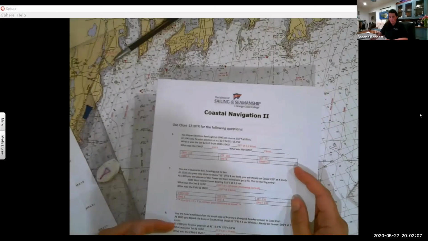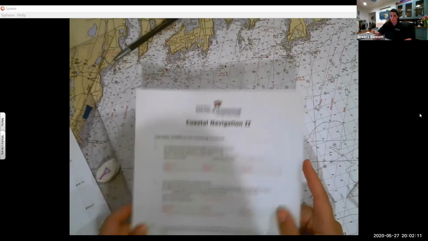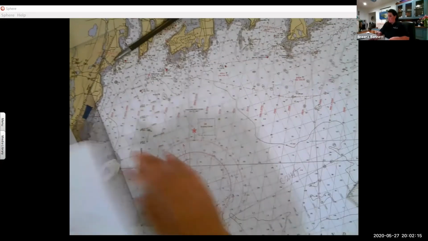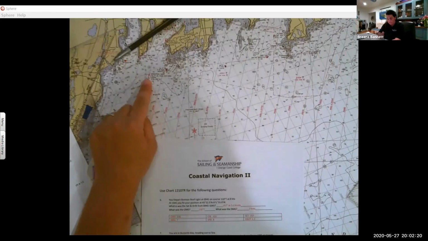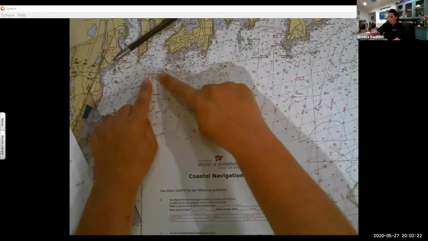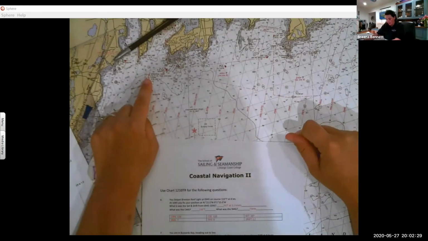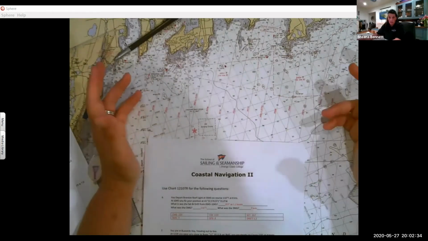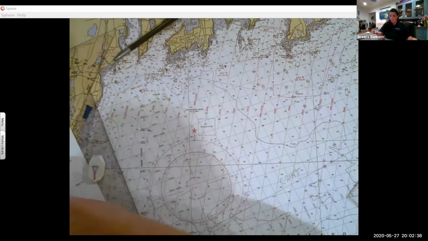6, 7, and 8 on our assignment 1, we do our chart plotting on the chart itself. So for number 1, it tells us we departed Breton Reef Light, and we had a course of 100 at 8 knots. And then at 10:45, we got a fix. And then it asks us, what is our set and drift? What was the speed made good and course made good? So we're just going to plot out the information that they gave us.